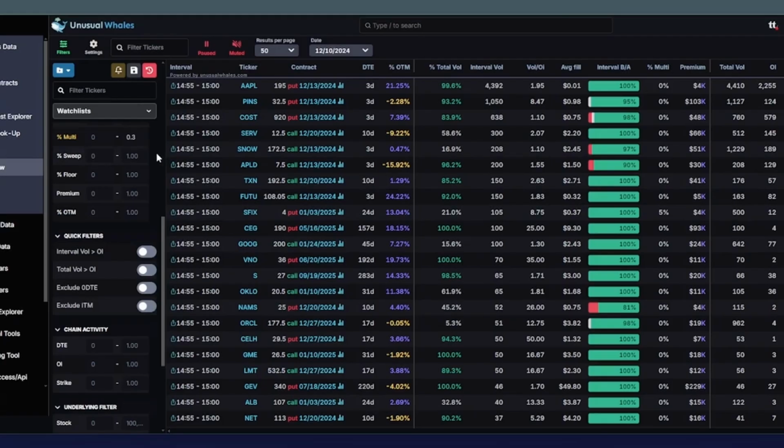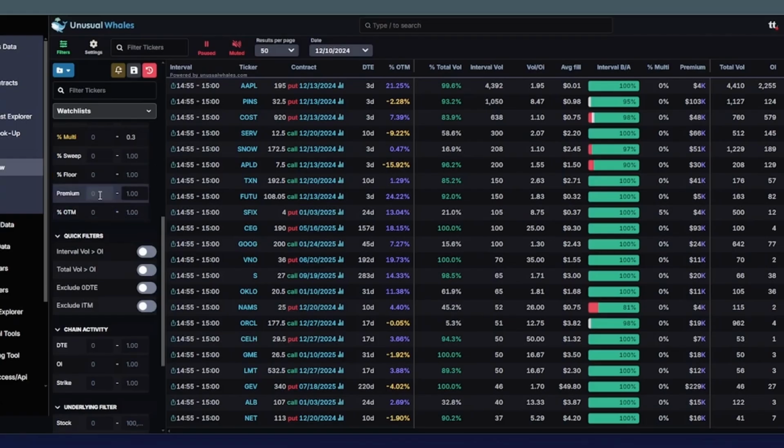Since I'm not too concerned about what type of trade has transpired, I'm going to leave percent sweep and percent floor blank. You can learn more about what those two terms mean and what that type of trade is by going to the Unusual Whales FAQ.